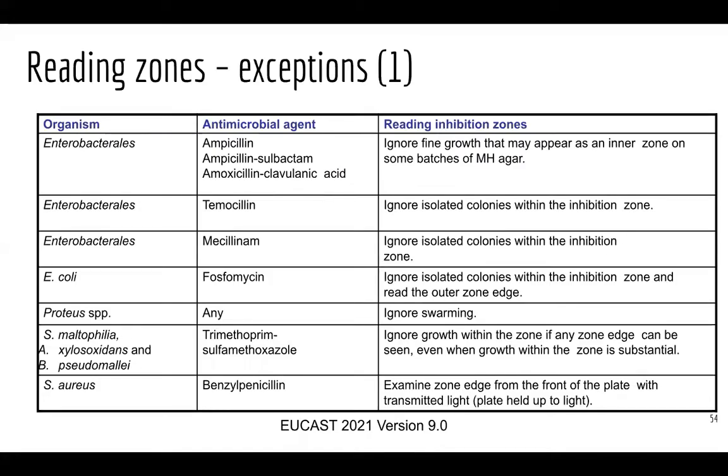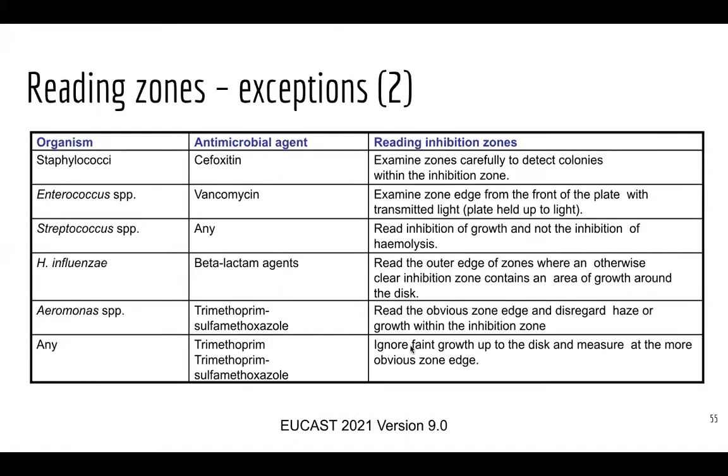And then we've got a table of different exceptions that you might have. So this is more for reference afterwards if you're going back to these lectures. Ignore isolated colonies within inhibition zone. I don't really like these kinds of ignore statements, but with swarming, certainly you can. There are exceptions here that you might find interesting.